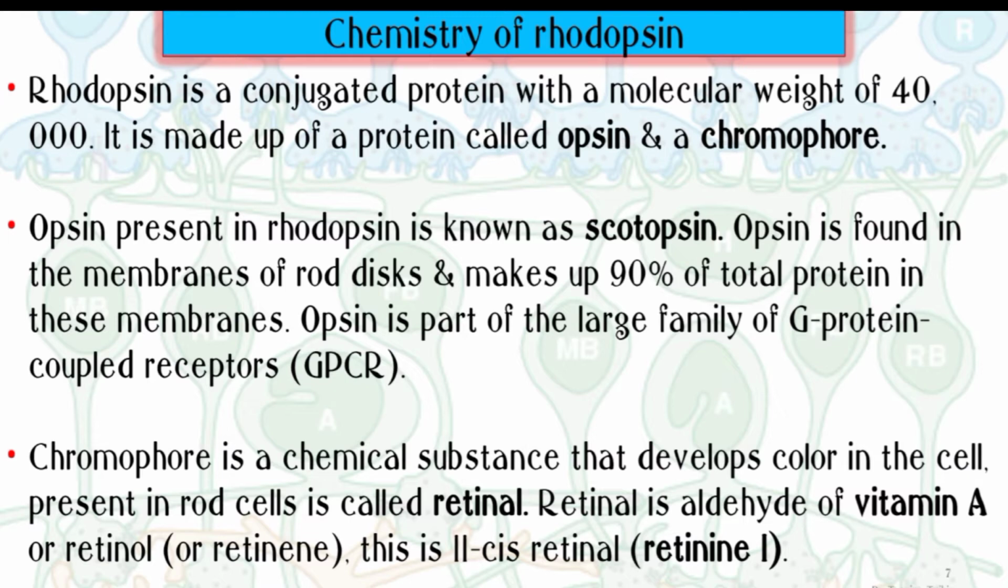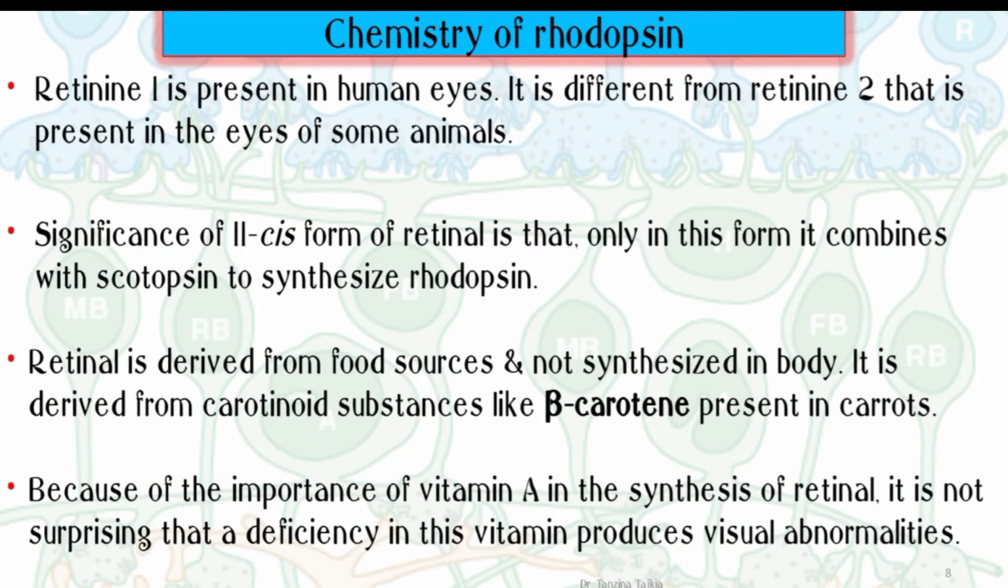On the other hand, the chromophore is a chemical substance that develops color in the cell. That present in the rod cell is called retinal, also retinene 1. It is also called 11-cis retinal. Retinene 1 is present in the human eye. This is different from retinene 2, which is present in the eyes of some animals. The significance of the 11-cis form of retinal is that only in this form does it combine with scotopsin and synthesize rhodopsin.